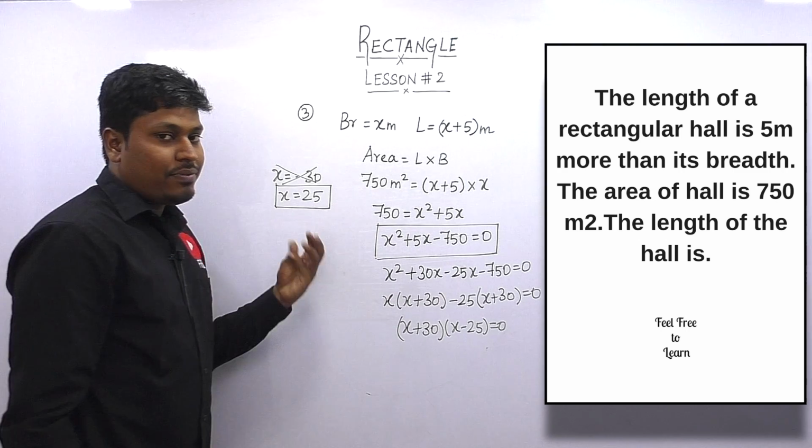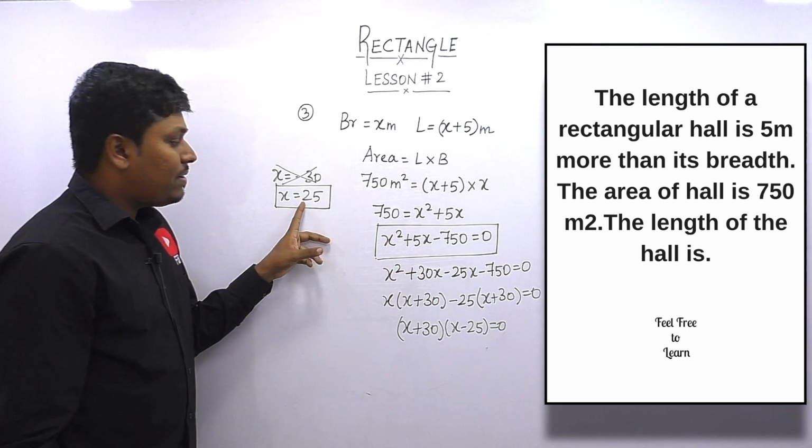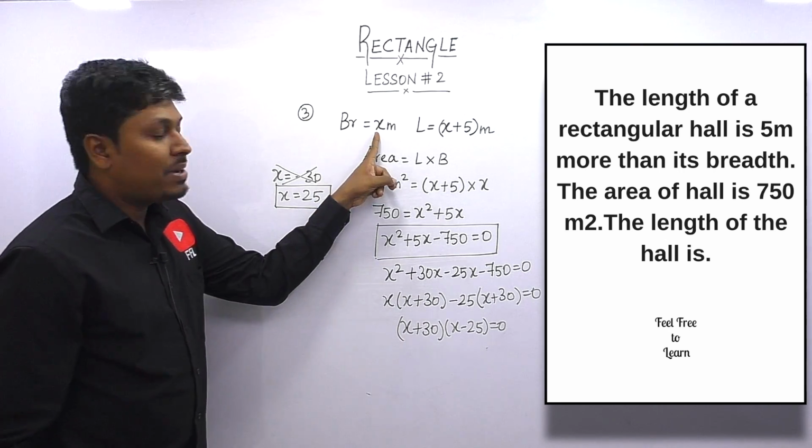So it is easy, right? If you find the value of x, what is our target? Our target is to find the length of the hall, and we found the value of x is 25, so the breadth is 25, right?